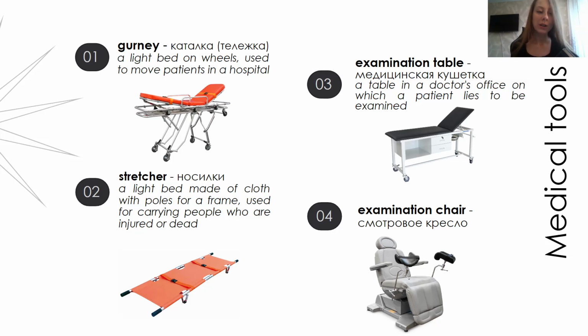So the first one is gurney. Gurney is some kind of a light bed on wheels, and we usually use it to move patients in a hospital or maybe outside a hospital. The next one is called stretcher, and stretcher is also a light bed, but it's used for carrying people who are injured or maybe even dead, just to transport them to the ambulance or to the hospital.